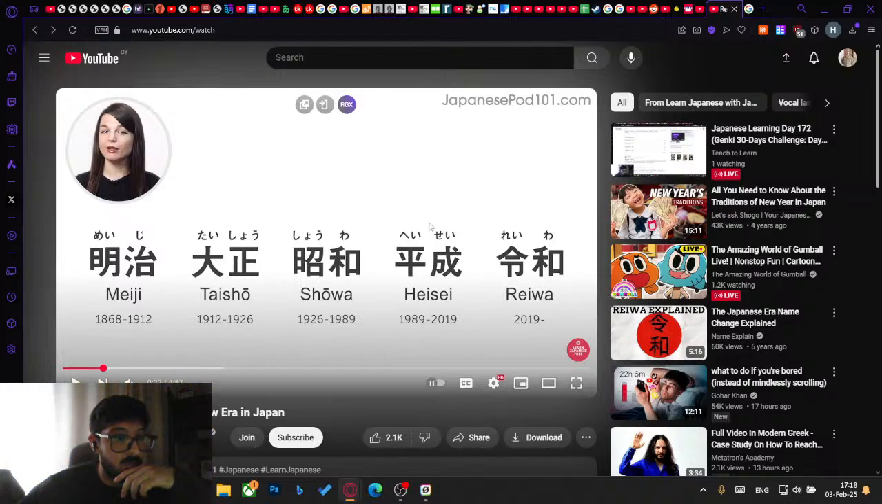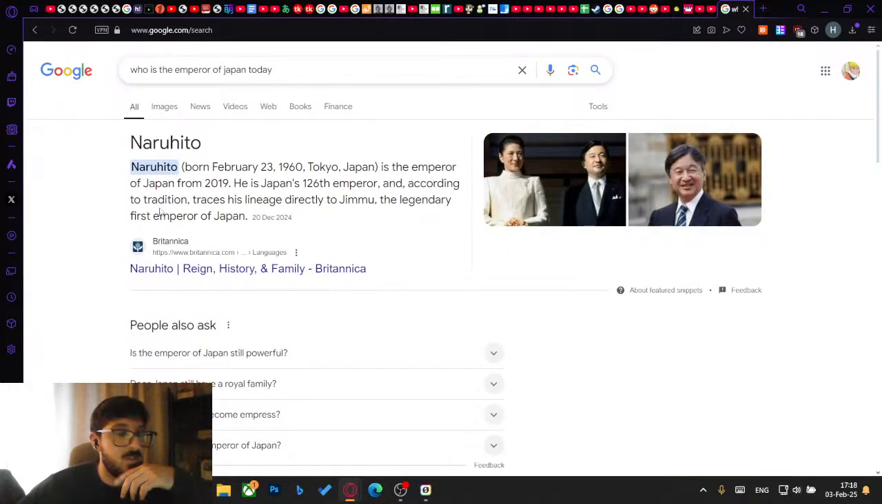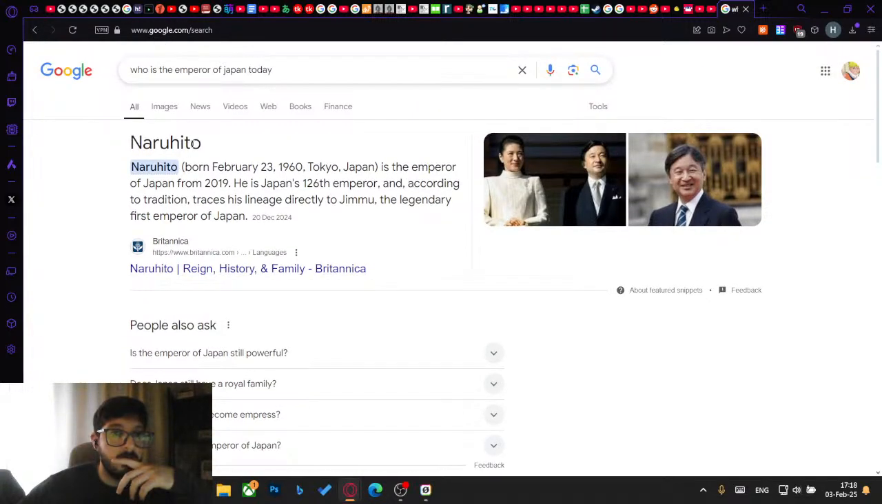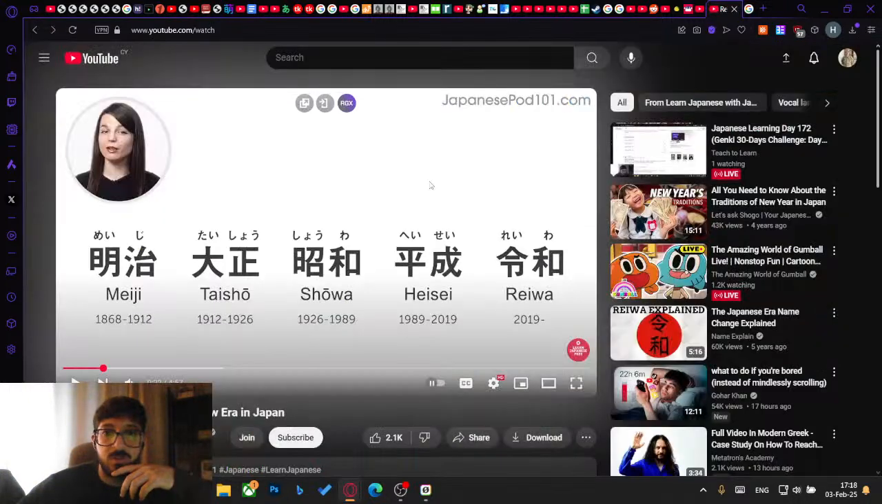Nowadays, the role of the emperor is mostly ceremonial, though. But he's still an emperor. But yeah, maybe he doesn't have power, no? So when Naruhito or Reiwa, his name is Reiwa, no? Let's just check what she has to say.